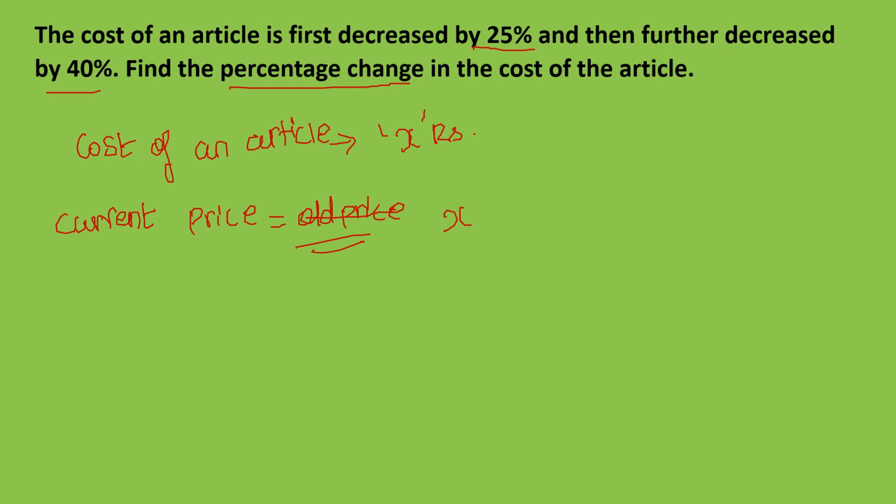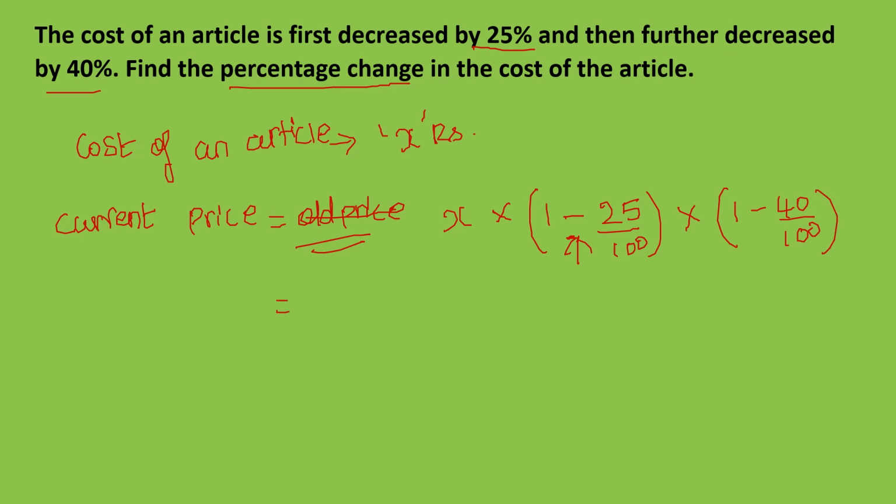After that, what happened? The cost price has been decreased by 25%. Since it is decreased, you are going to use 1 minus 25 by 100. If it is increased, instead of this minus you will be putting the plus, but since it is decreased we have to use the subtraction symbol. And then again it further decreased by 40%, so you have to do 1 minus 40 by 100. Since it's percentage we are specifying it as a fraction. So now solve this one.